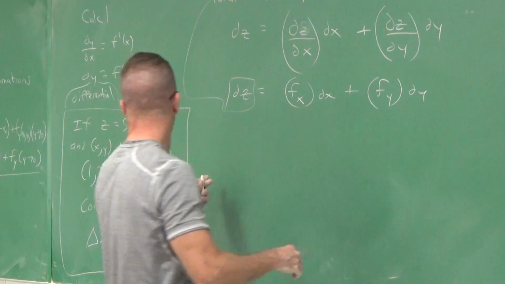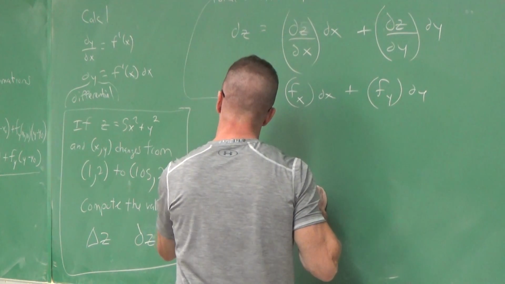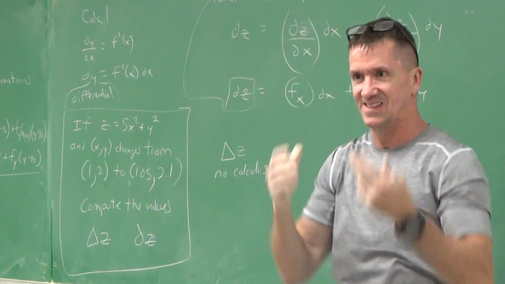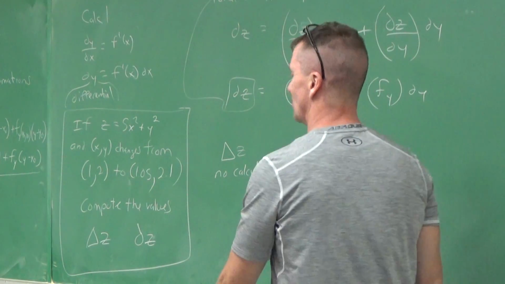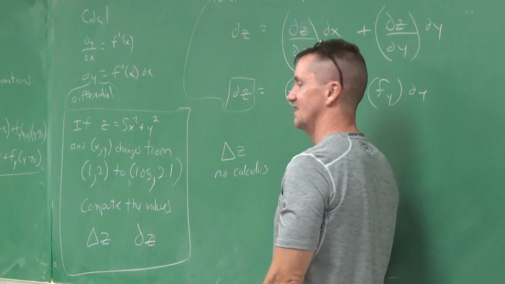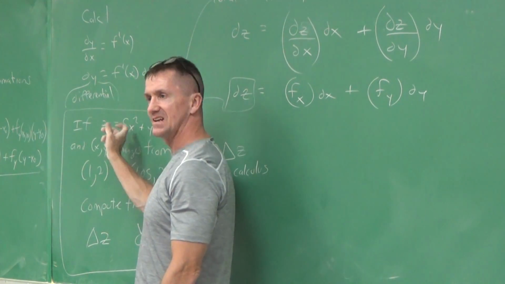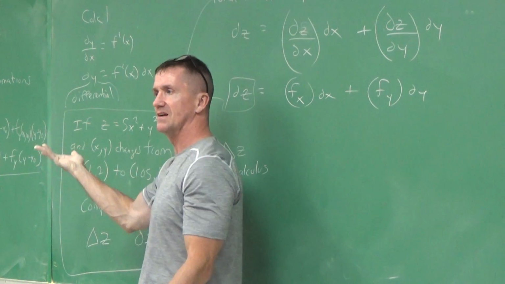Okay, can we start with change in z? This requires no calculus. Do you all agree? So change in z, what would that be? Plug these numbers in, get a z value. Plug these numbers in, get a z value, and then subtract them. Right? z of this minus z of that.